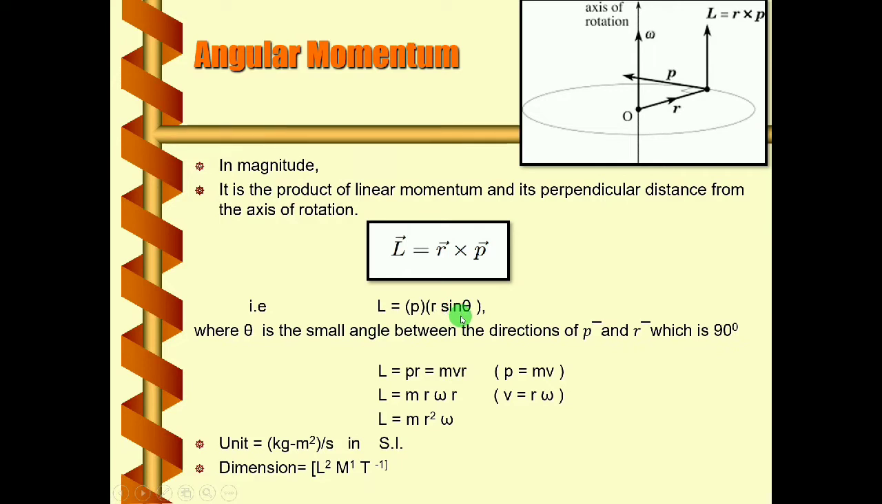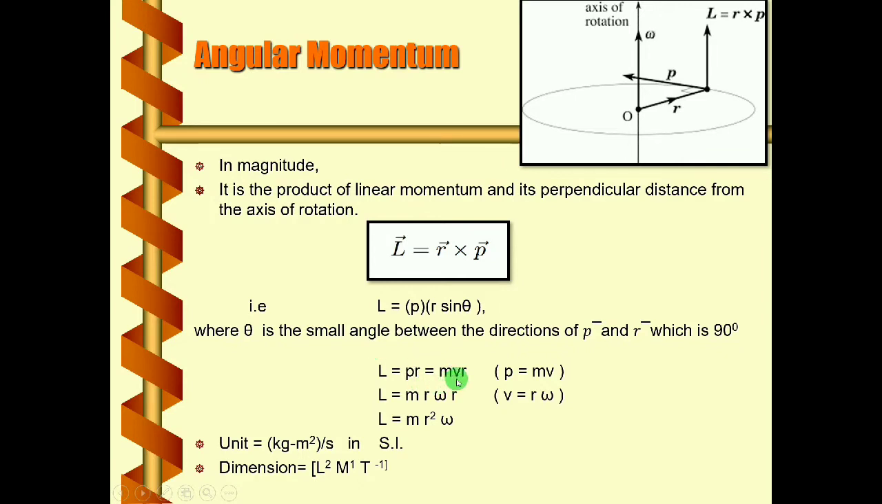So sine theta will be sine 90, and sine 90 is 1. Your equation will be L equal to P into r into 1, so L equal to PR. In magnitude form, you can directly write L equal to P into r. Now P we already know is mv, so we get mvr. We already discussed this in the previous slide: it is in terms of linear velocity. So L equal to mvr.